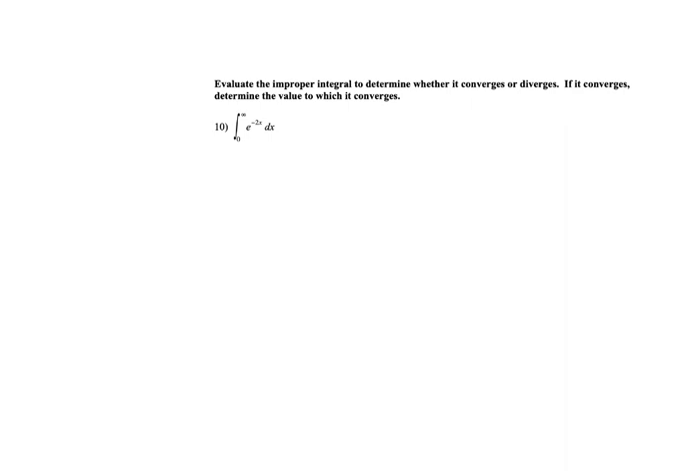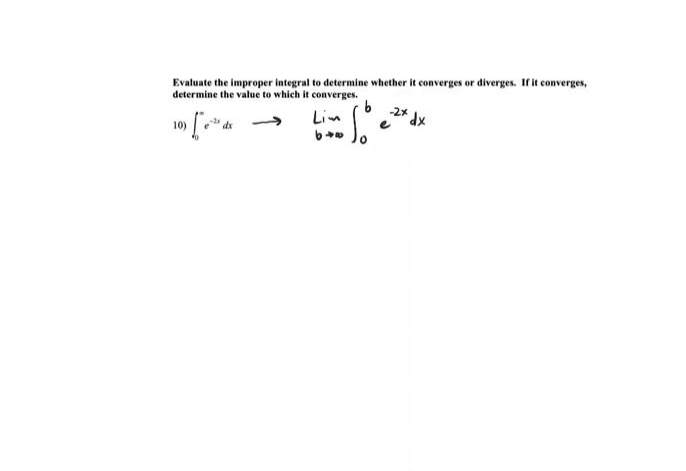Okay, question number 10 would be from section 6.4, improper integral. And we know it's an improper integral because one of the bounds of integration is infinity. So since the upper limit is infinity, we replace that upper limit with a variable and turn it into a limit problem. So the limit, I'm going to use b, as b approaches infinity, and now we're going to go from 0 to b rather than from 0 to infinity of e to the negative 2x dx.